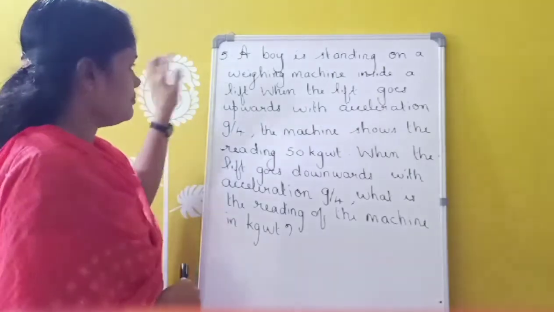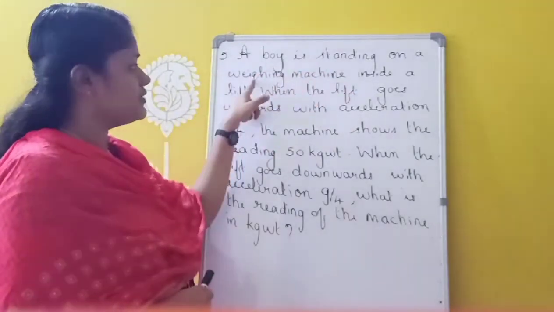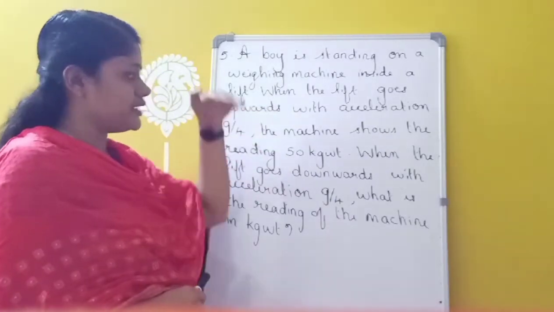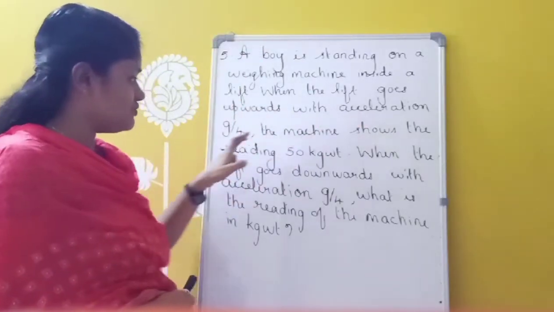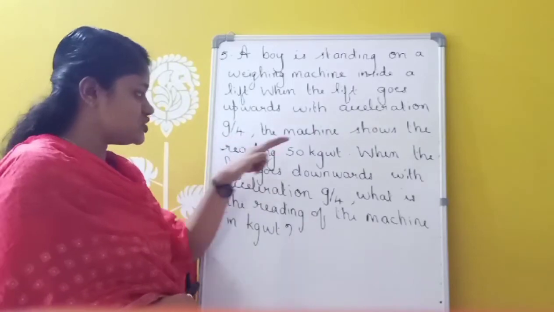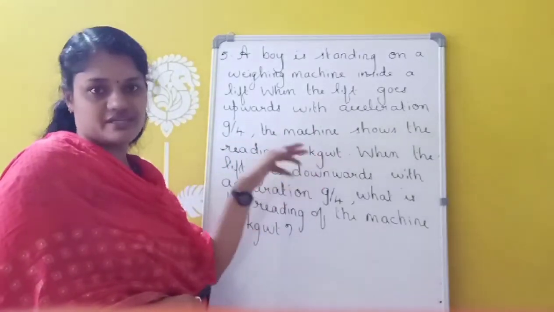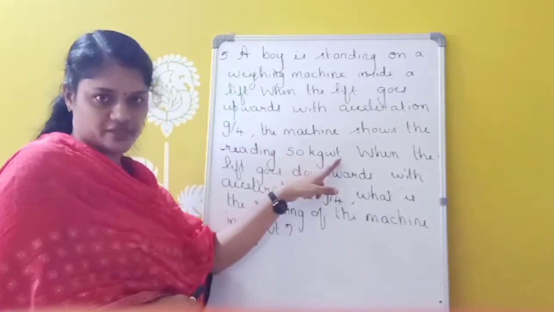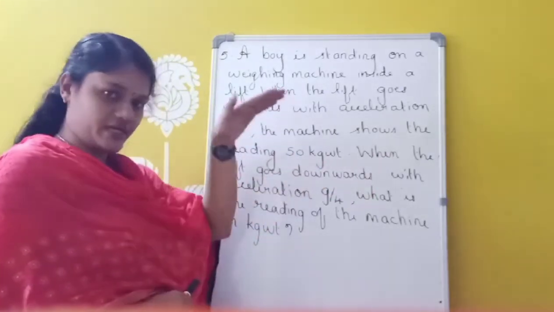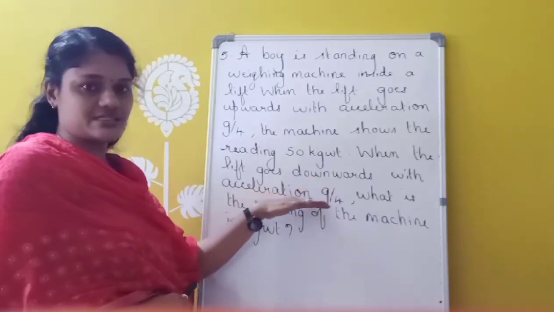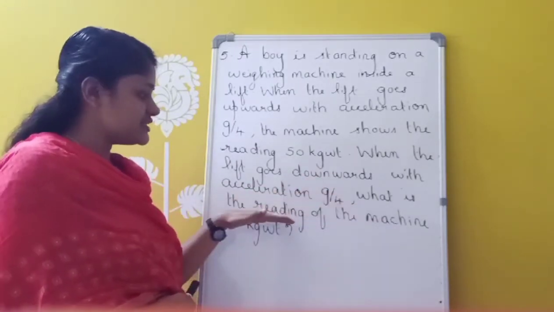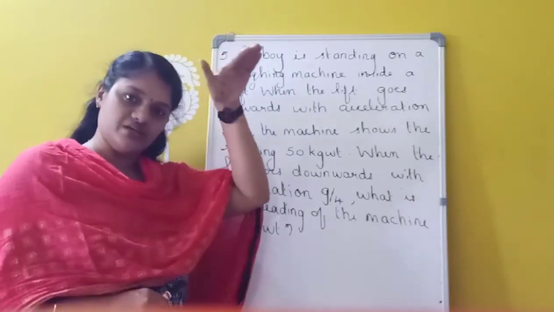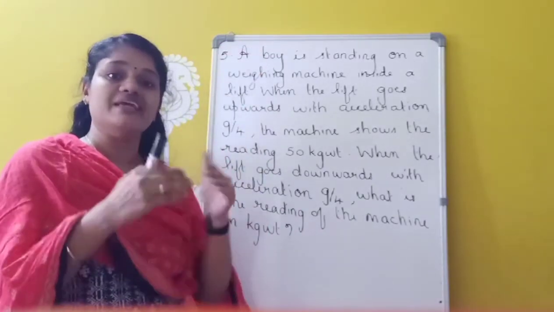Next is the 5th problem. A boy is standing on a weighing machine inside a lift, and when this lift is going upwards with an acceleration of g/4, the machine shows a reading of 50 kg weight. Then when the lift is going downwards with the same acceleration g/4, what is the reading of the machine in kilogram weight? Whenever this lift is moving upwards, the apparent weight of the boy will increase.